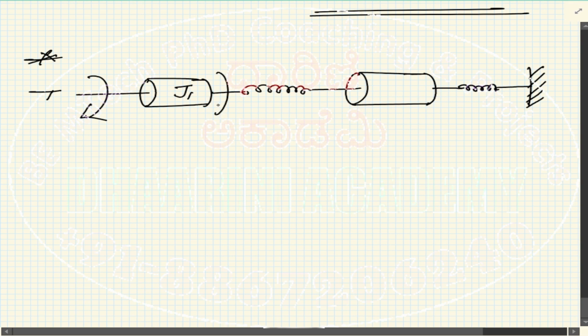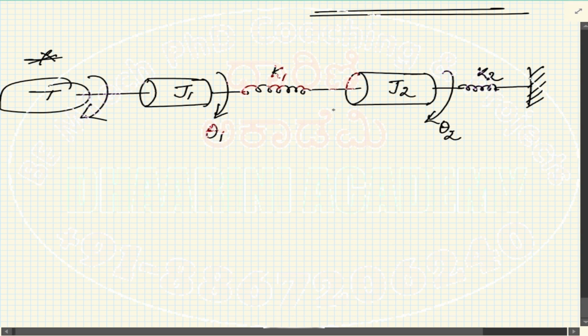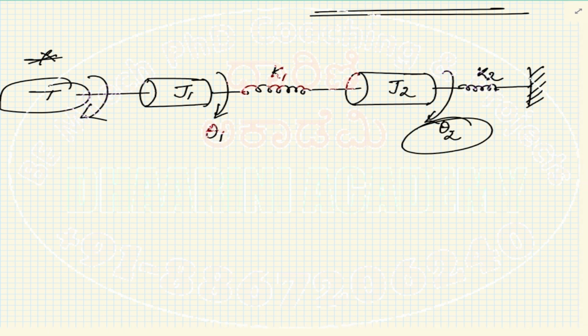There is J1, so you can have theta 1, K1, J2, theta 2, and K2. Let's say I'll slightly modify the question. When T is the input, theta 1 and theta 2 are the different outputs. Normally a simple question could be to find the transfer function, theta 2 by capital T. T is the input, theta 1 and theta 2 are the outputs, so output by input.